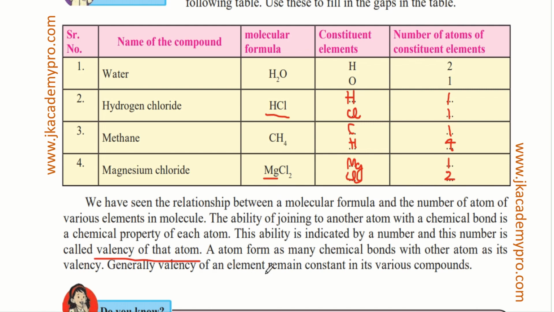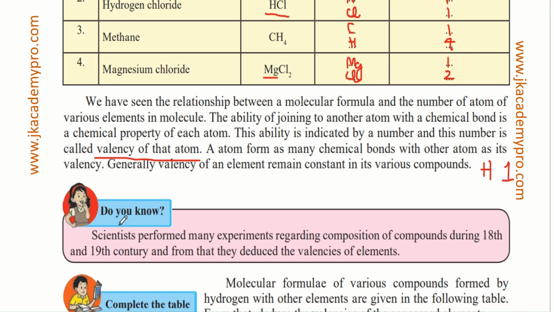Generally, valency of an element remains constant in its various compounds. So for example, let us take the element hydrogen. Hydrogen has a valency of 1. So this tells us that at a time it can only form 1 bond with another element, and this can be any element. So they are telling us that this valency remains constant no matter whatever the compound is. So if hydrogen is combining with oxygen, it will be able to join and form just one bond. Similarly, when hydrogen is combining with chlorine, it can form one bond.